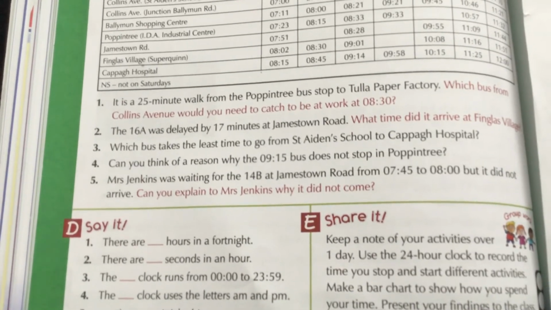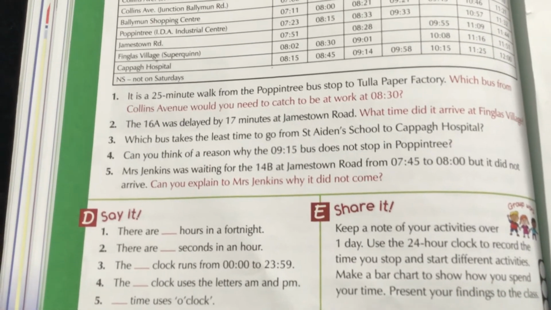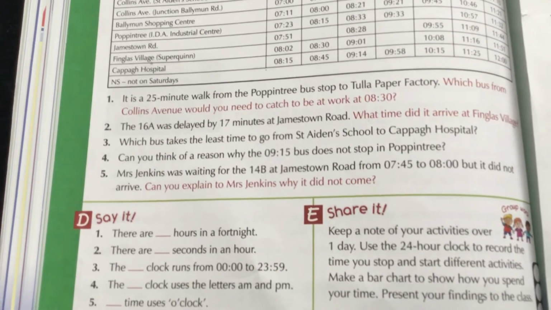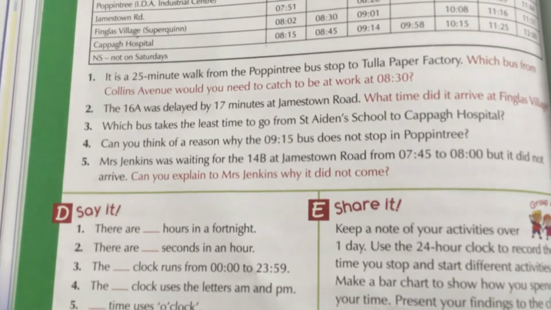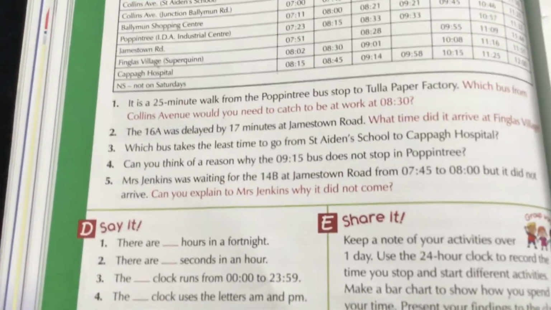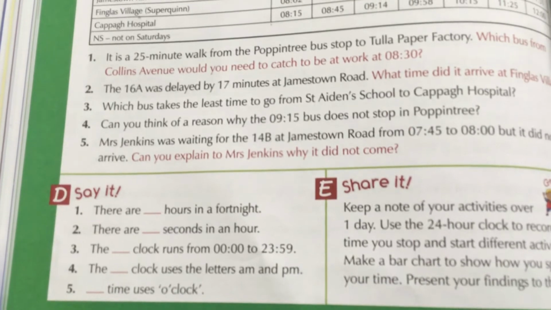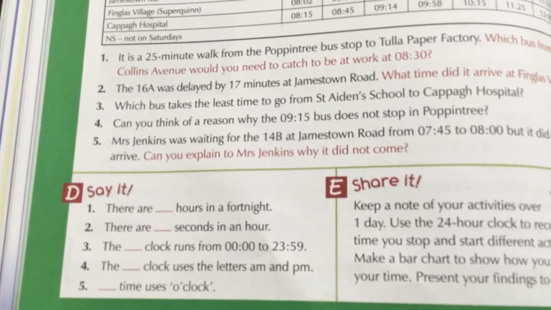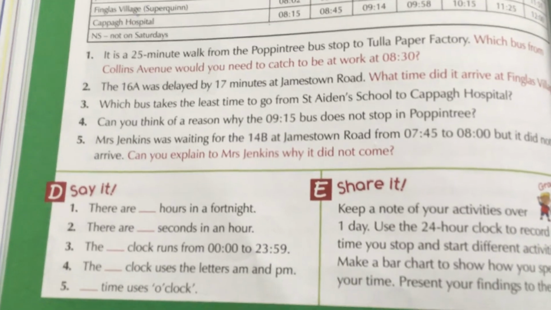And there are so many seconds in an hour, well, we know that. The something clock runs from 00 to 23:59, okay? And they're 23:59, so we know what kind of a clock we're talking about there. And the something clock uses letters AM and PM, and something time uses o'clock, okay?